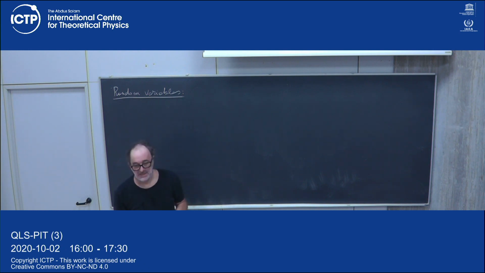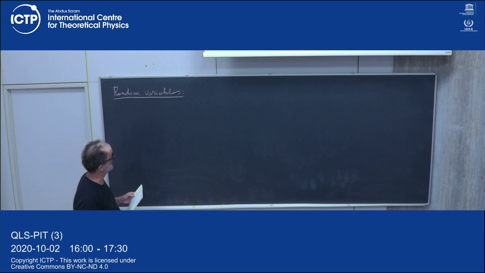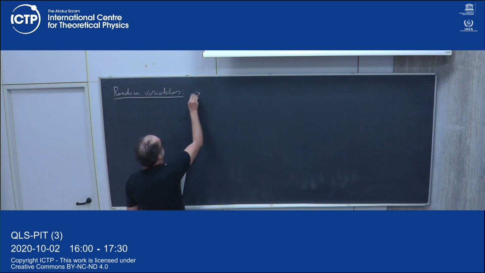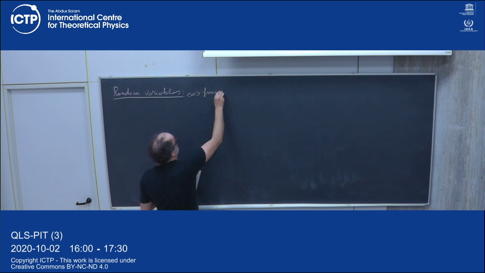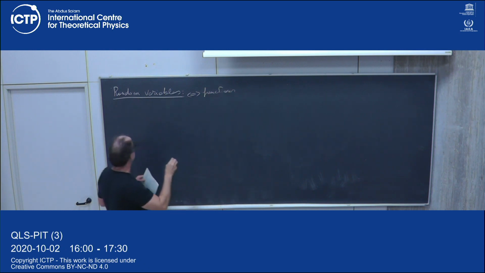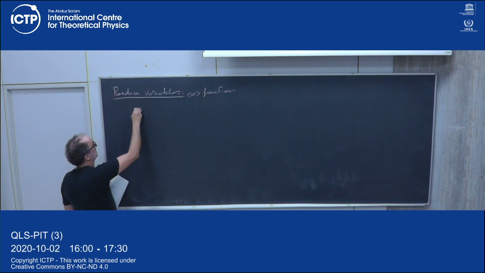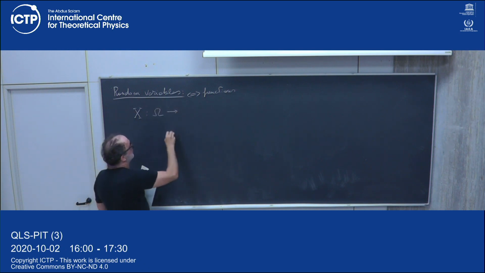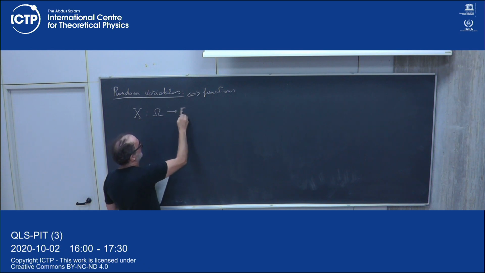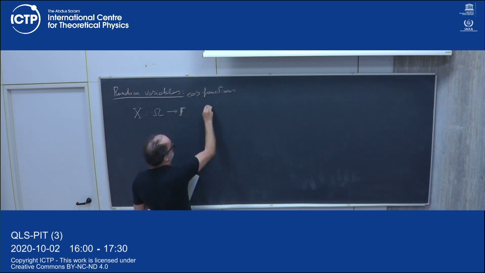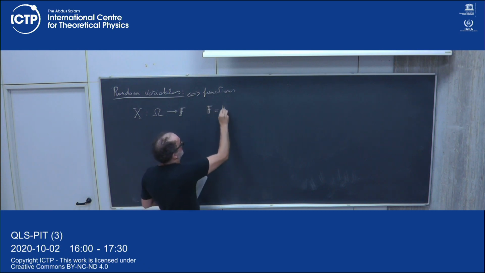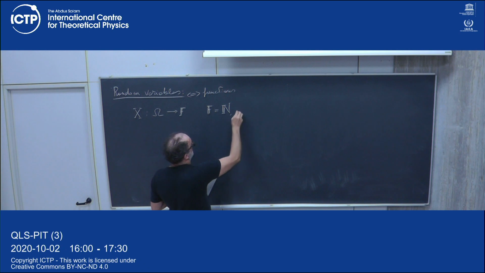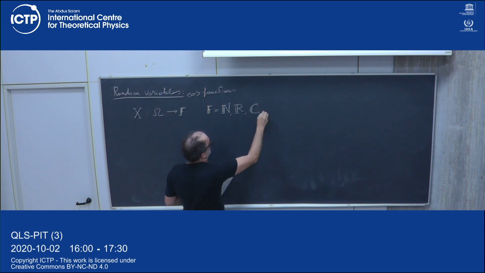Okay, next I want to discuss random variables, and the main point I want to convey to you is that random variables are equal to functions. Indeed, a random variable x is a function from the sample space to some field, let's call it f, and this field can be either the integers or the reals or complex numbers, etc.